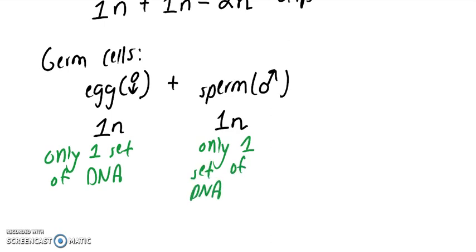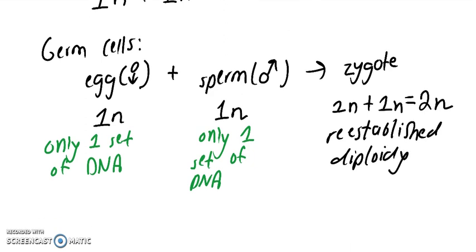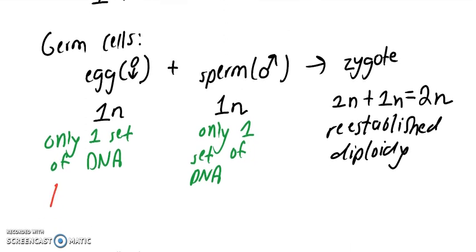When these two combine, we form the zygote. And now we have reestablished this diploidy because we need the instructions to create the entire body. So now we can say we reestablished diploidy. And if something has one set of DNA, we call this haploid. So these are examples of haploid cells. Everything else is diploid.